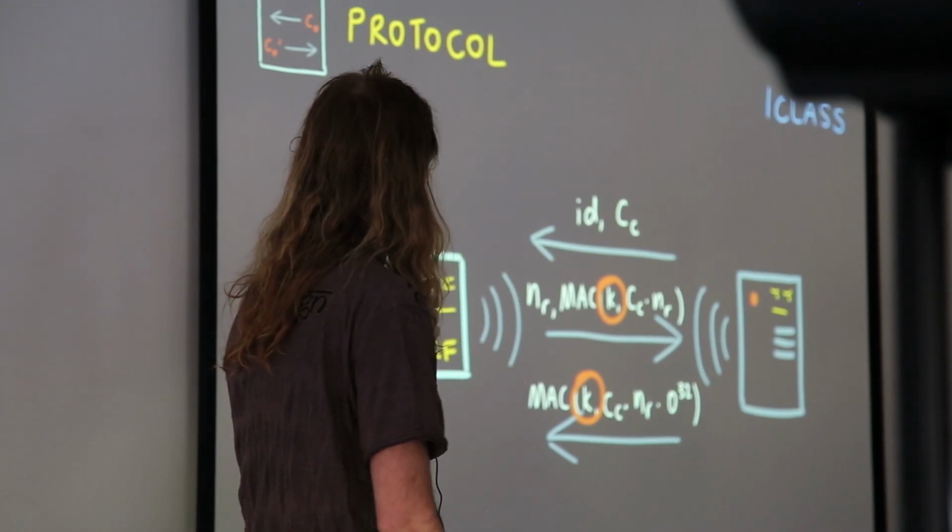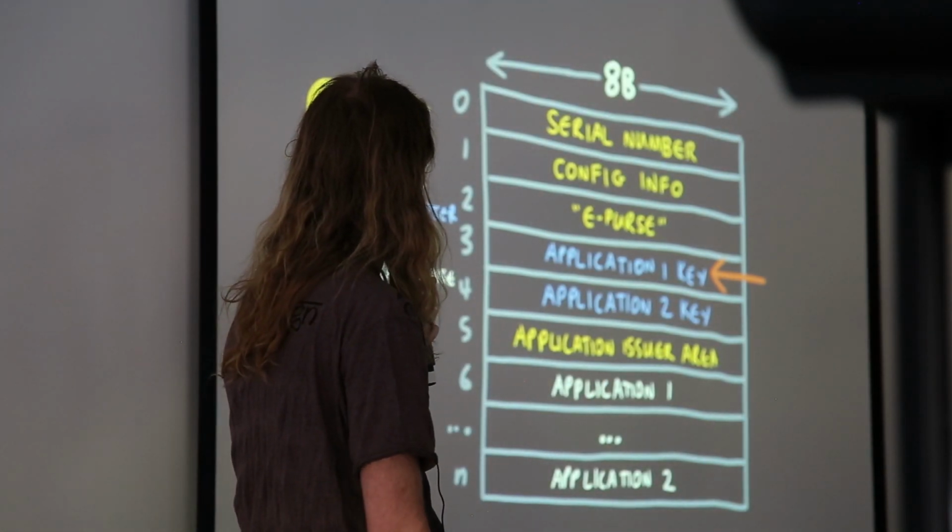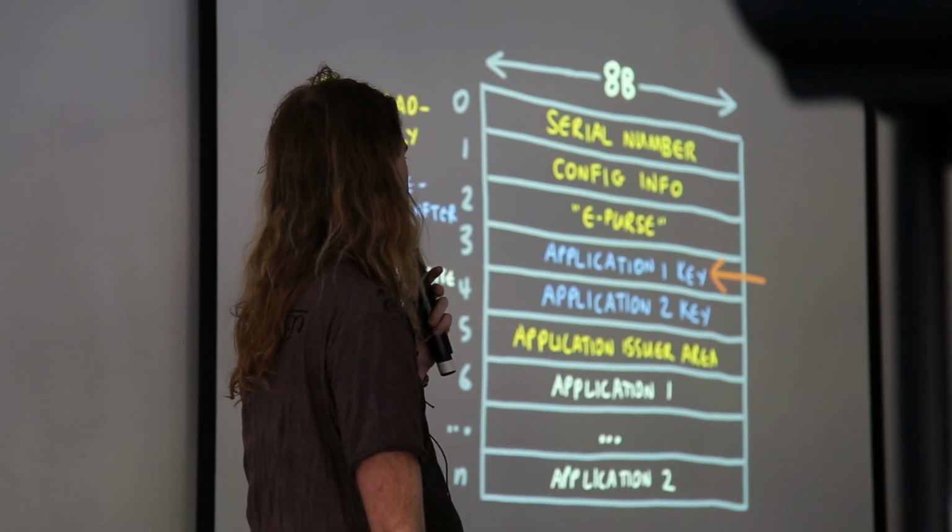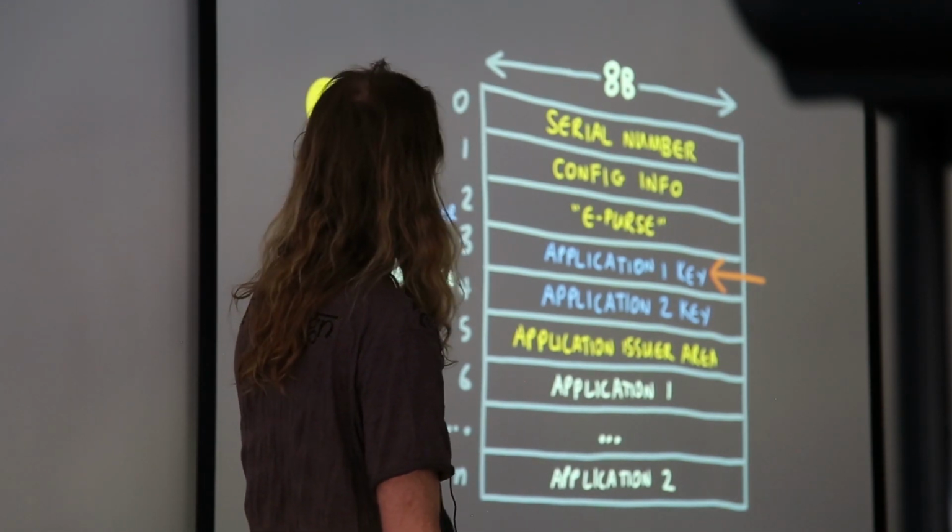And you've got the shared secret, just like before. So this is the application 1 key. If we're authenticating for a block that belongs to application 1, we'd use the application 1 key in the authentication protocol.